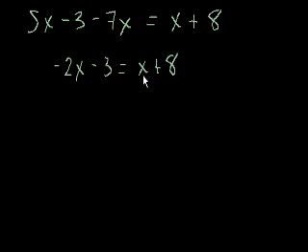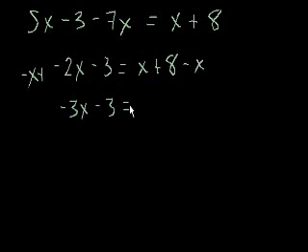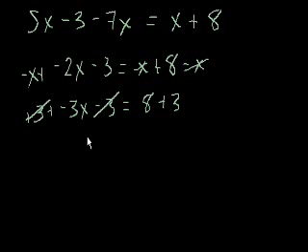Now, if we want to take this x that's on the right-hand side and put it over the left-hand side, we just subtract x from both sides. The left-hand side becomes minus 3x minus 3 is equal to, these two x's cancel out, it's equal to 8. Now we can just add 3 to both sides to get rid of that constant term. These two 3's will cancel out, and you get minus 3x is equal to 11.